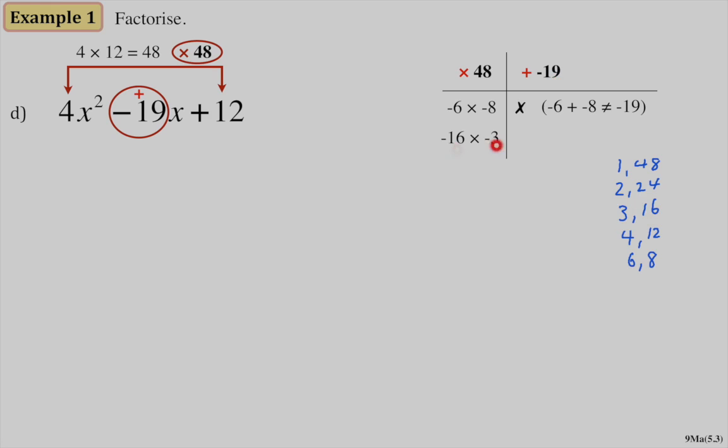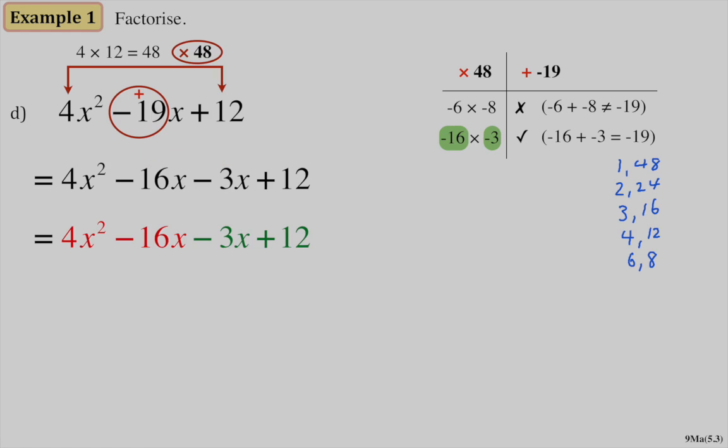Make them both negative. Negative 16 times negative 3 gives positive 48. Negative 16 and negative 3, when I add them together, give negative 19. So that is actually what I want. So there are my two numbers. So I'm going to split minus 19x up as minus 16x minus 3x. And there it is. The minus 19 comes from minus 16, take away 3.